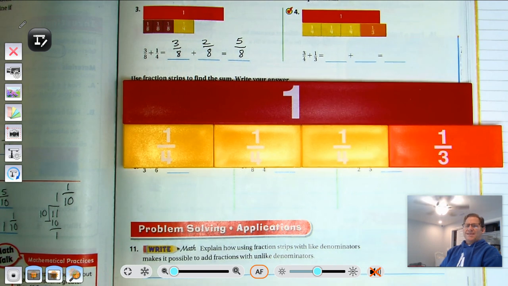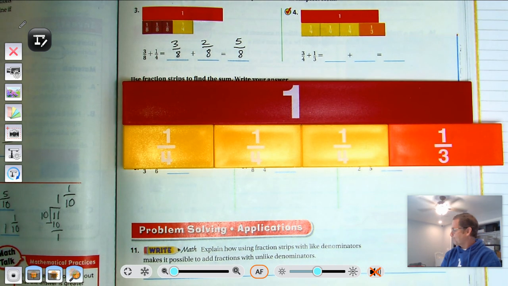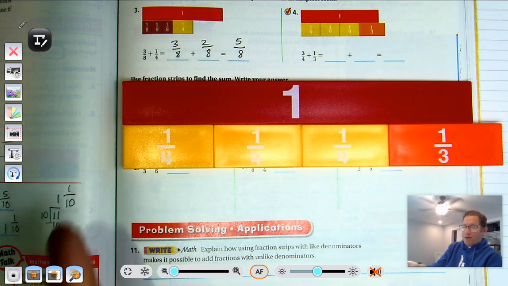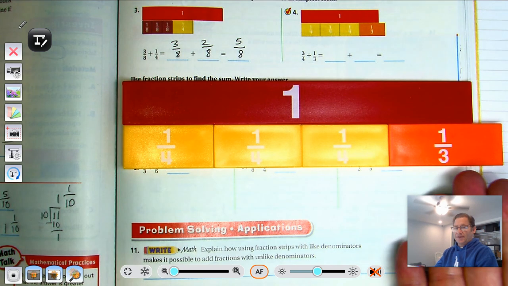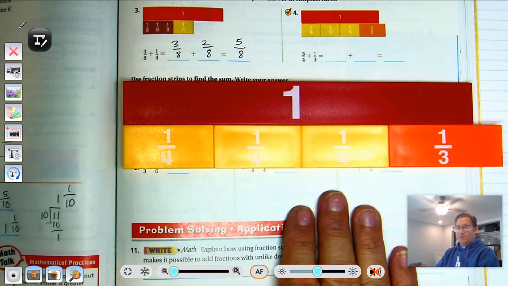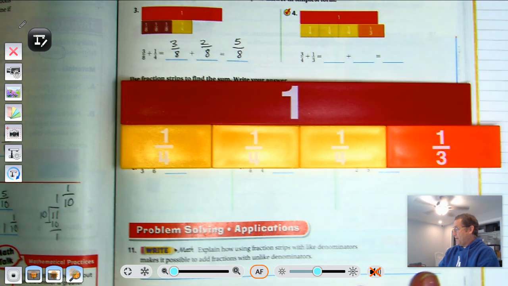So 4s and 3s, 3 can't become 4. So when I say 3 can't become 4, when I skip count, I go 3, 6, 9, 12, so on, right? And when I skip count by 4s, I don't say 3. So I can't use either one of those. It just won't work.